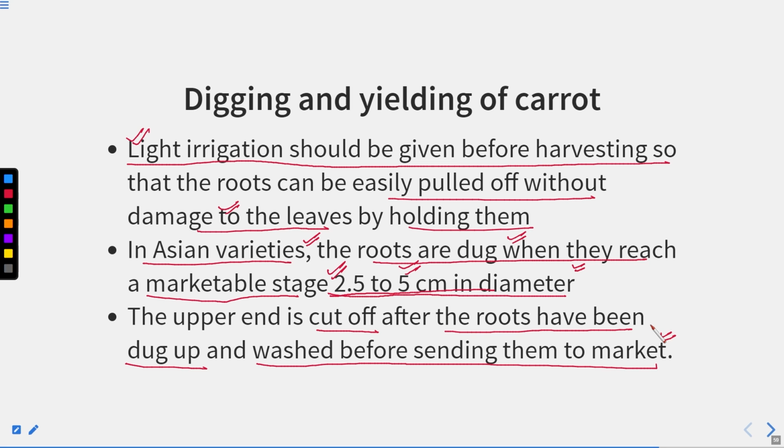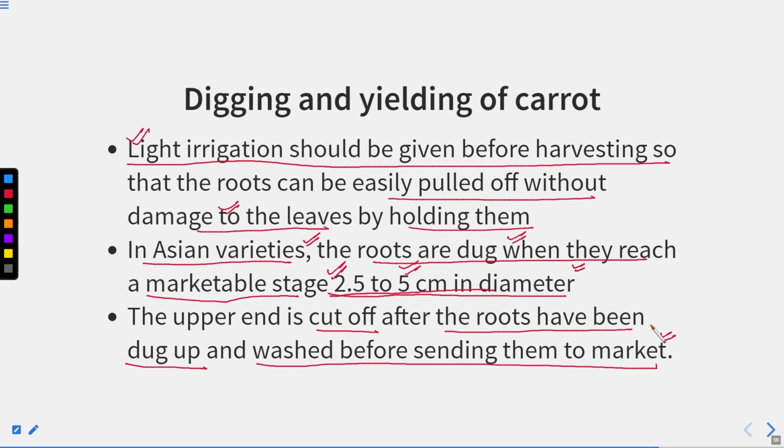So the things that we have to follow for the digging and harvesting of the crop: the first thing is light irrigation. You have to give light irrigation before harvesting, so the root can be easily pulled out without damaging the leaves, simply by holding them. Or you can use the spade or kudali to dig out the carrot.